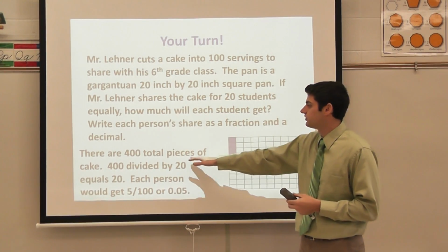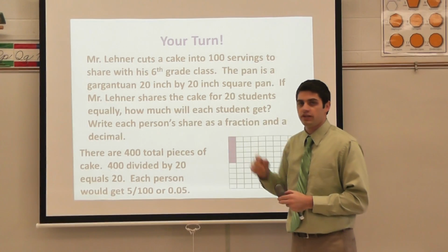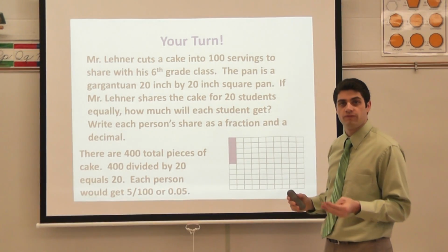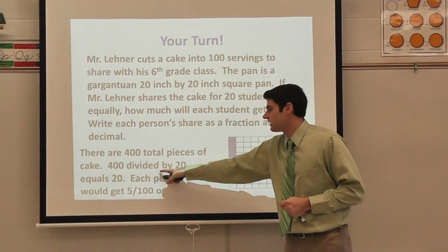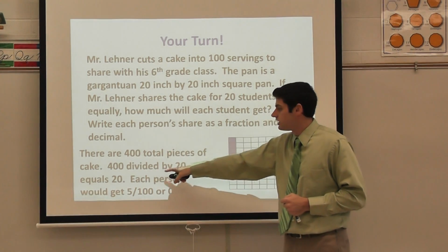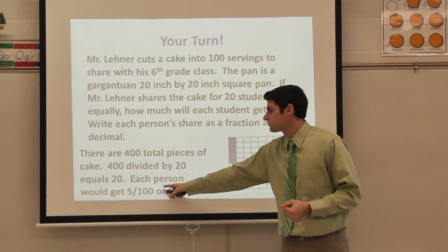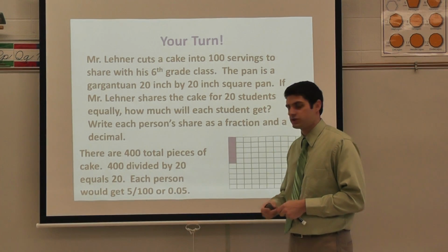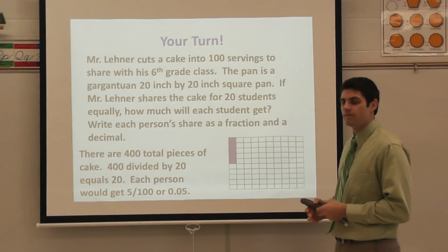So the first thing I would know is that there's 400 total pieces of cake, because if it's a 20-inch by 20-inch pan, 20 times 20 would be 400. I know that if I took the 400 and divided it by 20 students, that would equal 20 pieces of cake. So that each person would get 5/100ths, or 0.05.